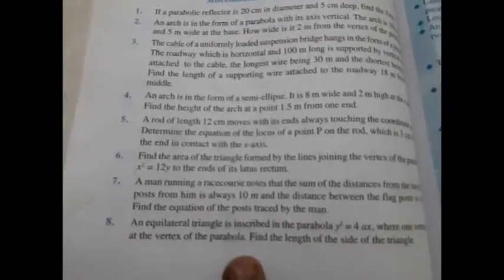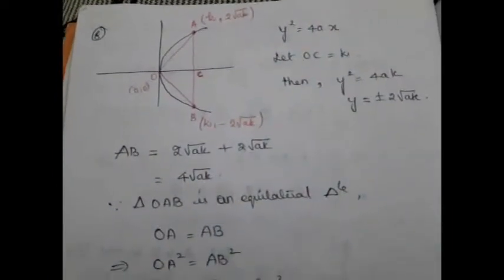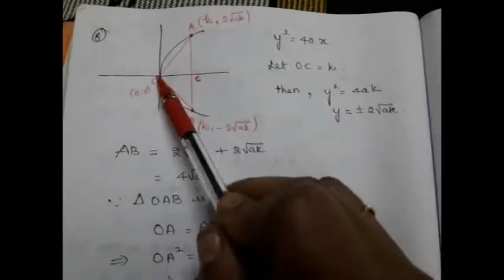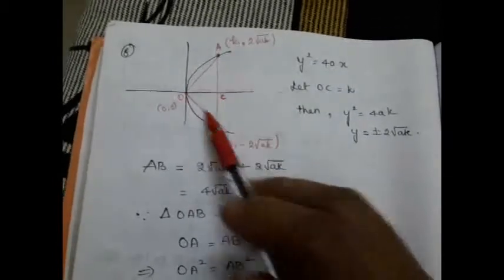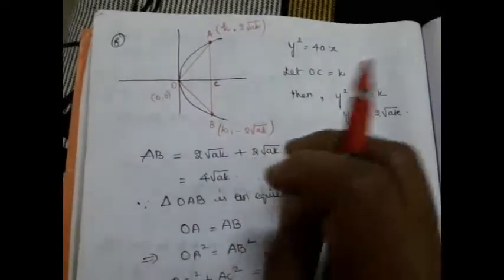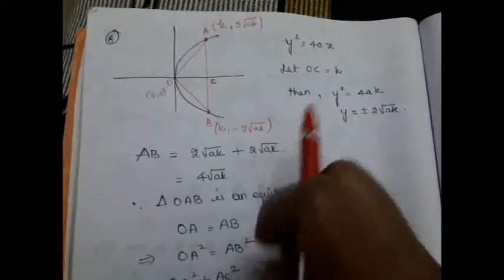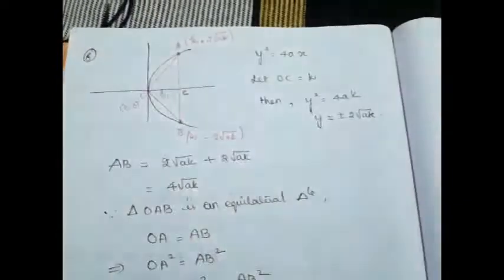The next question is, an equilateral triangle is inscribed in the parabola y square equal to 4ax, where one vertex is at the vertex of the parabola. Find the length of the side of the triangle, right? This is of the form y square equal to 4ax. So the parabola will be of this kind, and it is clearly given one vertex is at the vertex of the parabola. So it is (0, 0), and also it is given it's an equilateral triangle. They asked you to find the side of the triangle, right? So let us assume this length as k.